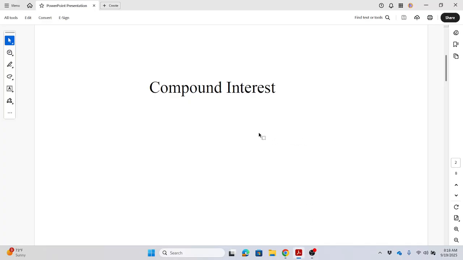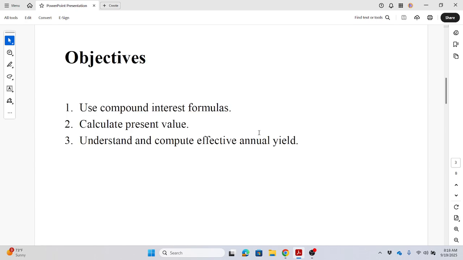Okay, in this section, we're going to calculate compound interest. In the last section, we discussed simple interest, which is just one-time interest. Compound interest means here we're going to calculate interest for the interest as well.